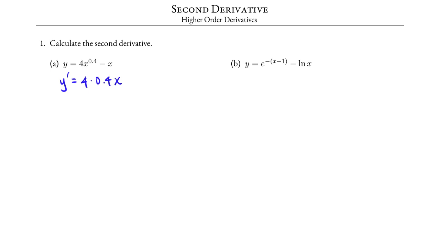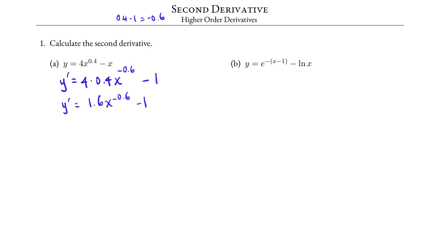0.4 times x to the negative 0.6 because we lower the power by 1 using the power rule, minus the derivative of x, which is 1. Then we simplify this. Y prime is 1.6 x to the negative 0.6 minus 1.